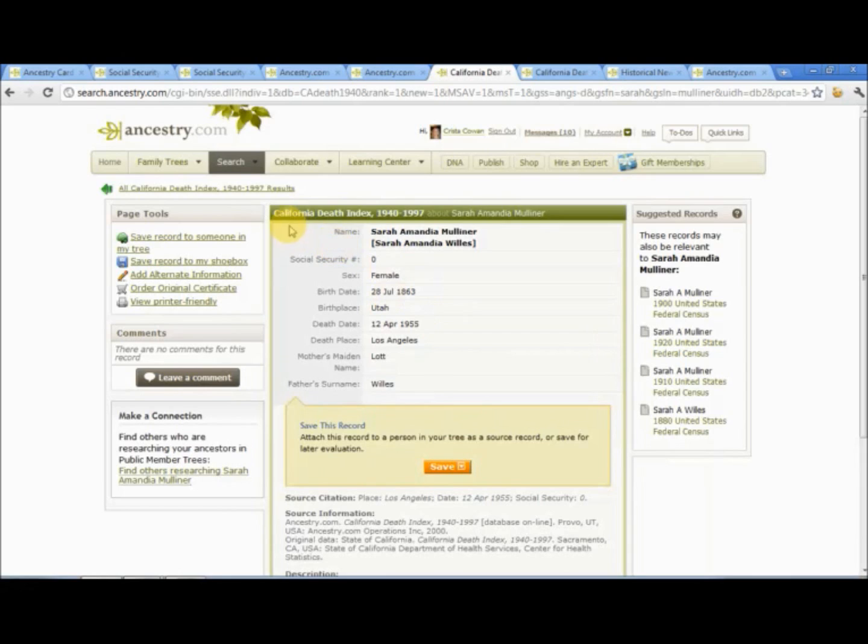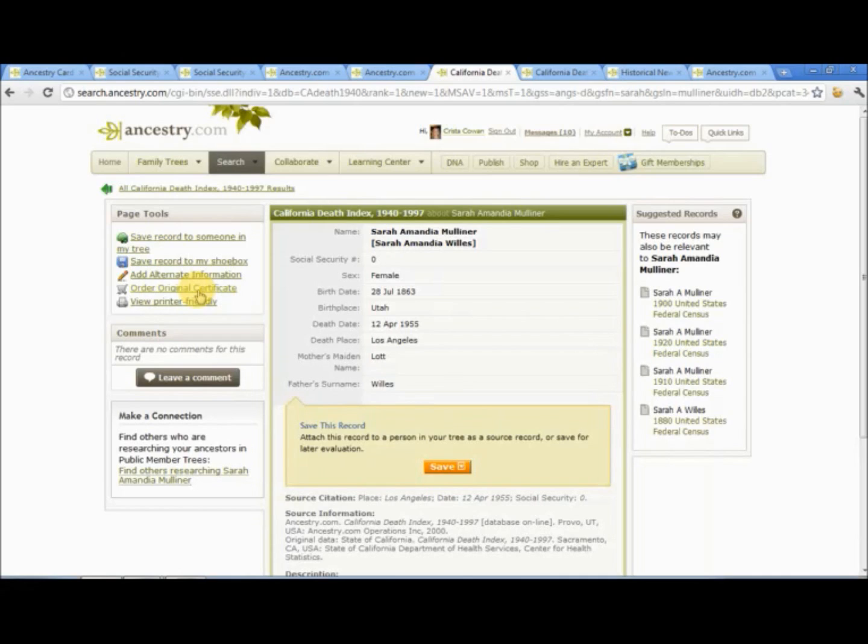And because this is a California death index, this death place field is actually the county. So it doesn't necessarily mean that she died in the city of Los Angeles. In this case, it's the county. Then, and I love this, this index record also lists her father's surname, which would be her maiden name, and her mother's maiden name. So it provides me with some additional information, even though it's just an index. Now, if I wanted to order an original certificate, I can come over here to this little link, order original certificate, and do just that.